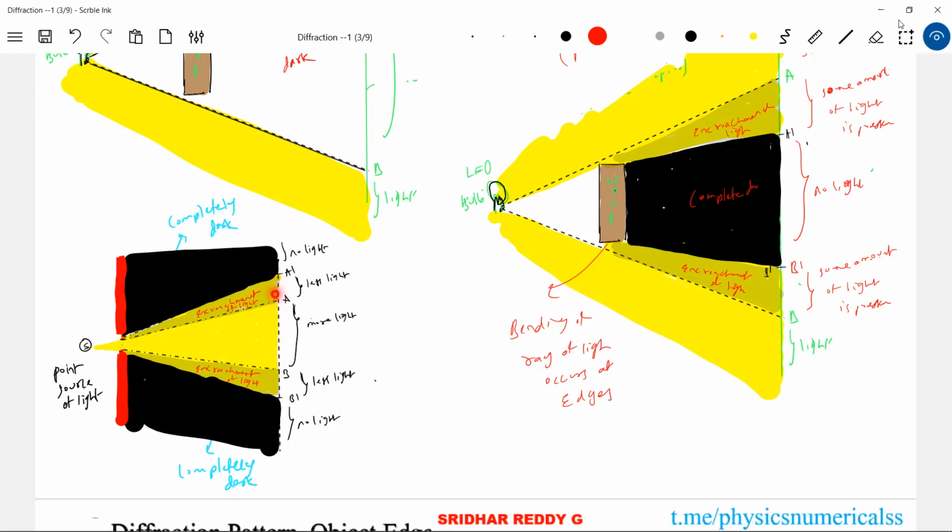This region is the concern. According to rectilinear propagation, everything outside should be complete dark, this should be completely bright, and again complete dark. But due to diffraction, there will be bending of the ray of light. So does diffraction obey rectilinear propagation of light? The answer is no. It supports the wave nature of light.